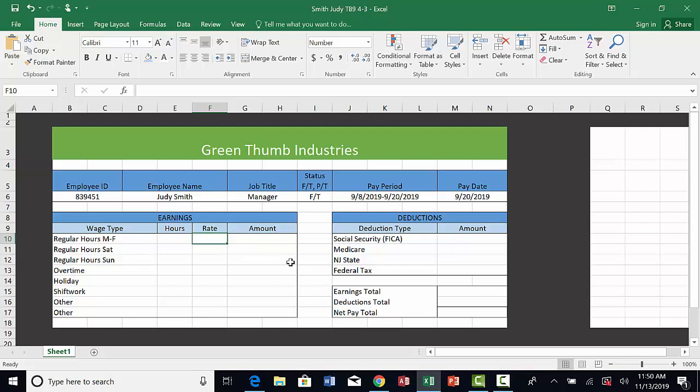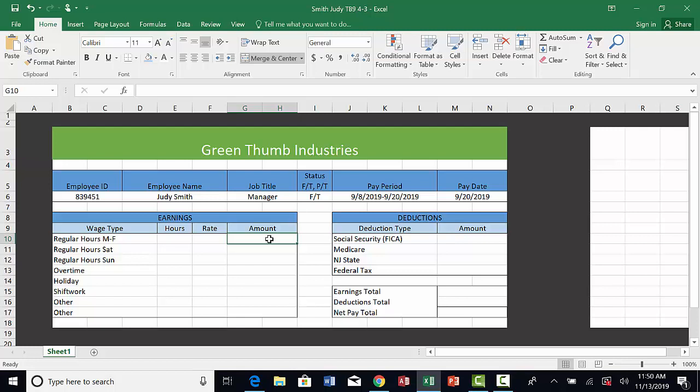Put your cursor in cell G10. You are going to enter a formula to calculate the amount. This would be the hours times the rate. Remember, you do not type the actual numbers. You type the cell address that holds the numbers. If you need a refresher on how to enter formulas, please go back to assignment 4-2.